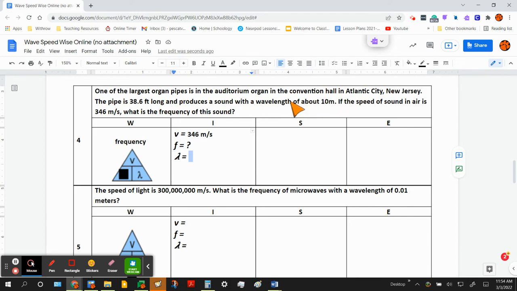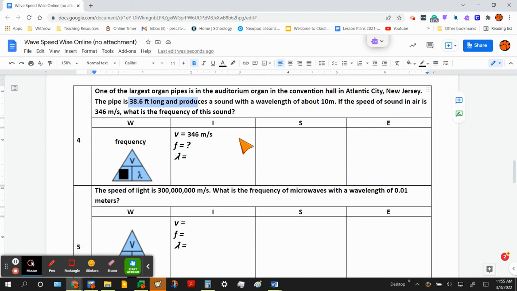Now, this is what I'm talking about. Don't just start throwing down numbers because you see that there's a bit of information in here that has nothing to do with the problem. It says the pipe is 38.6 feet long. Doesn't say anything in the problem about needing to know how long the instrument is.